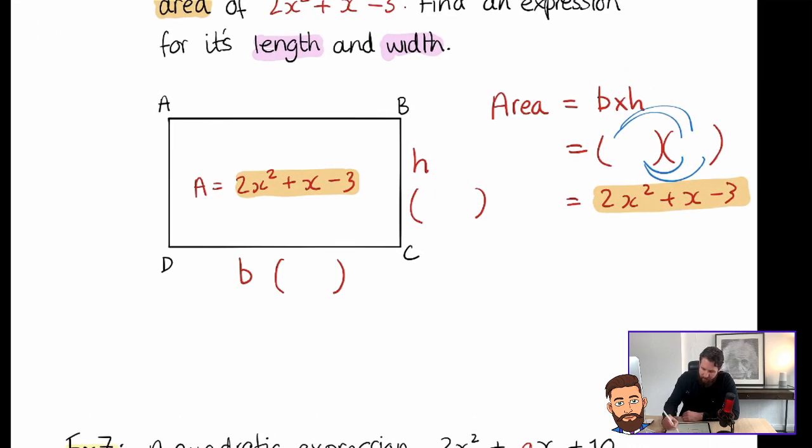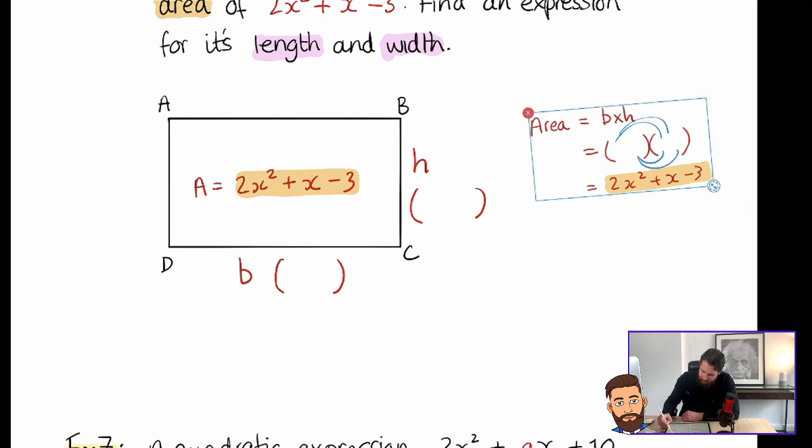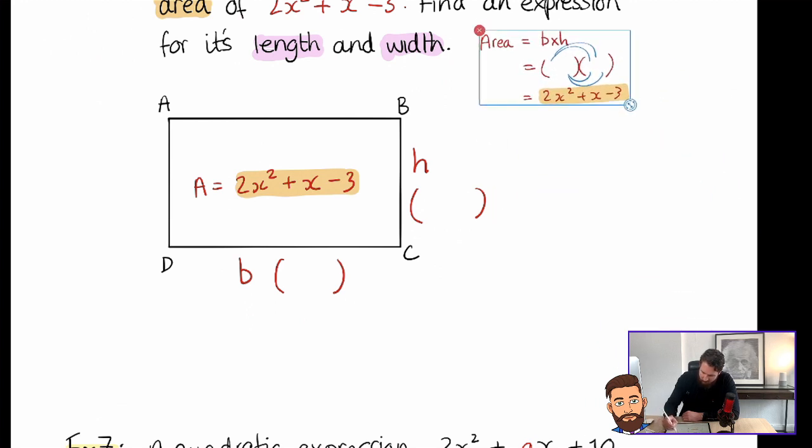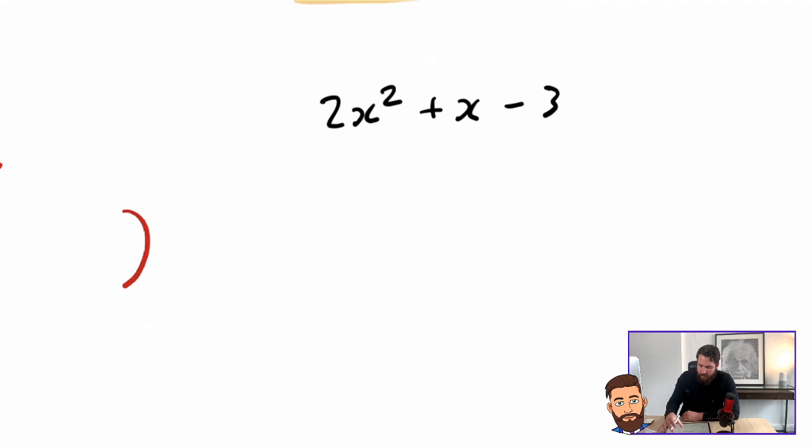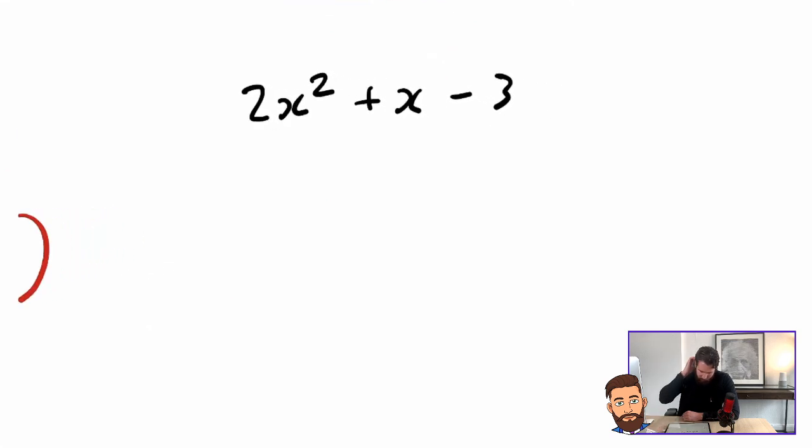this quadratic. So I'm just going to take this here and just move it so we've got some space. So we're going to take the quadratic, which is 2x squared plus x minus 3, and we're going to do our technique on it. Okay, we're going to take a and we're going to take c, and we're going to multiply those two things together. Okay, and if we do that, we've got 2 times minus 3, which gives us minus 6.